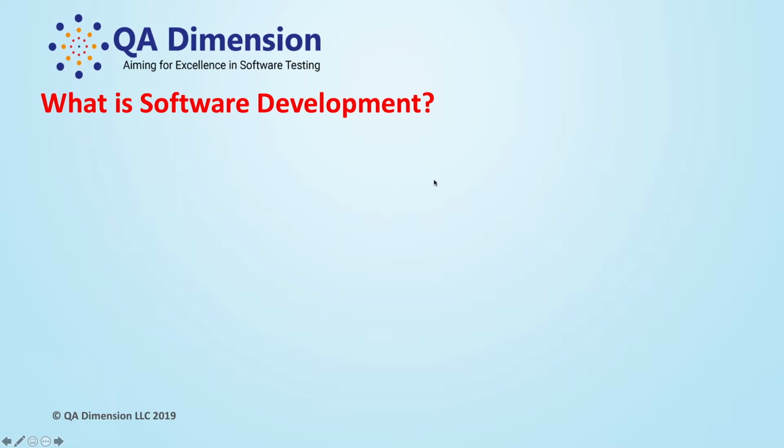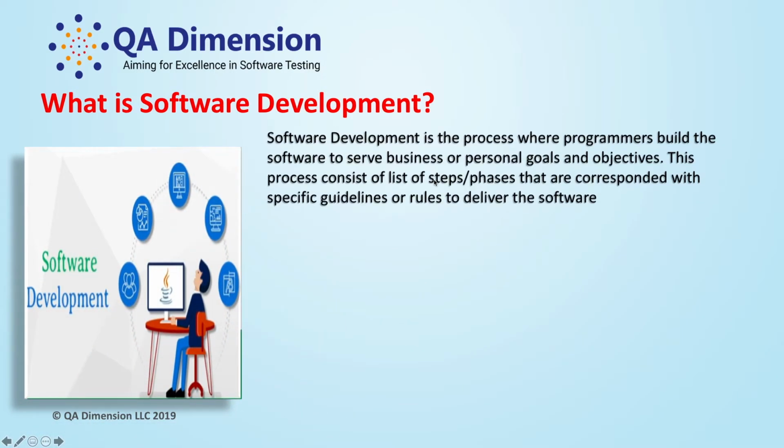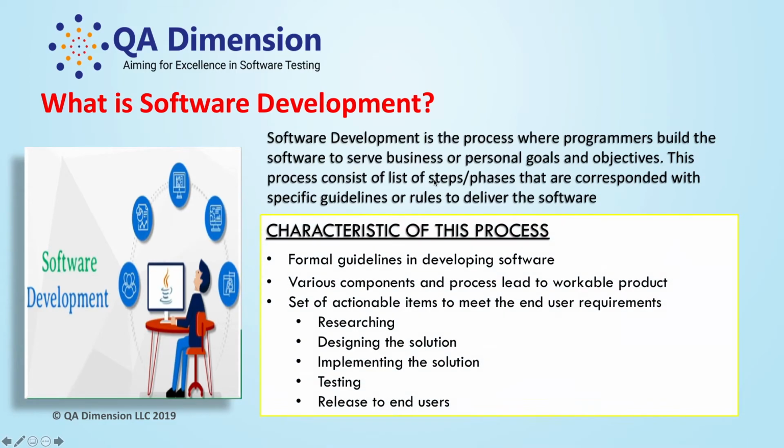So let's focus on what is software development. Software development is the process where programmers or developers build the software to serve business or personal goals and objectives. This process consists of a list of steps and phases that correspond with specific guidelines or rules to deliver the software. What does that mean? That means when the developer or programmer builds the software, they have to follow certain rules or guidelines in creating or building the software. We're going to talk a little bit about the software development methodologies or processes in our next slide, but let's focus on what the characteristics of the process are.